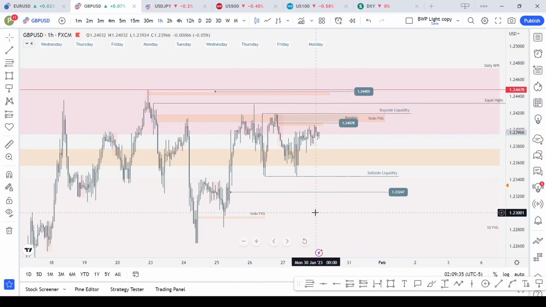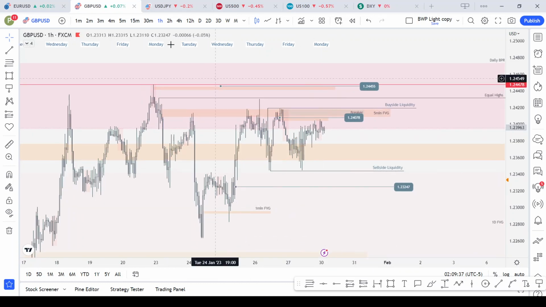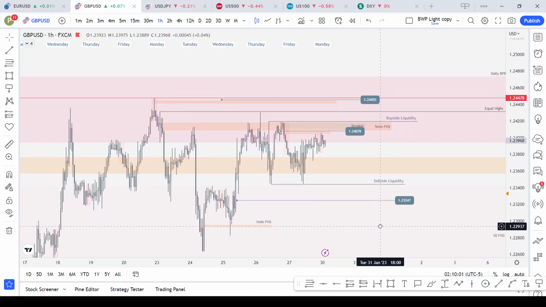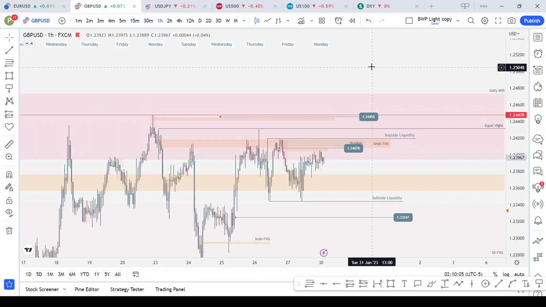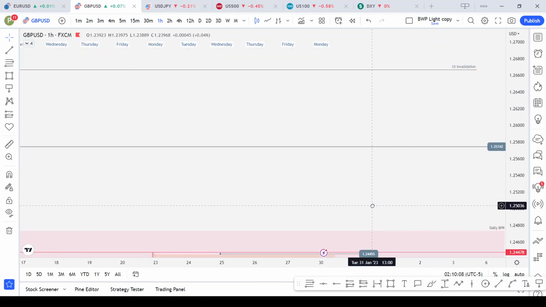Okay, so the levels to watch, we have sell side liquidity here, equal lows, and we have equal highs here as well. So it depends on which one is taken first. Okay, if this sell side is taken, then I think it is more likely going to trade into this other block and this price level that I outlined here. I see trading to this level.